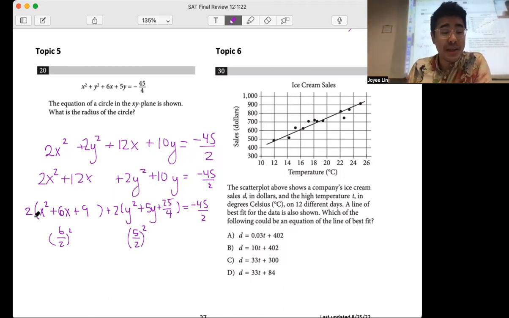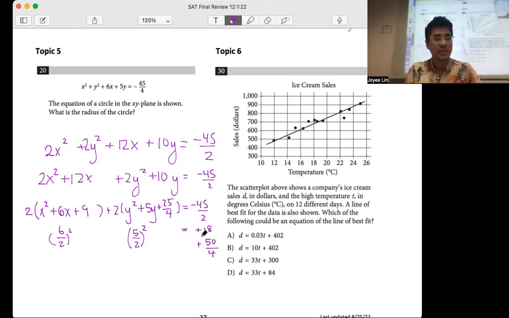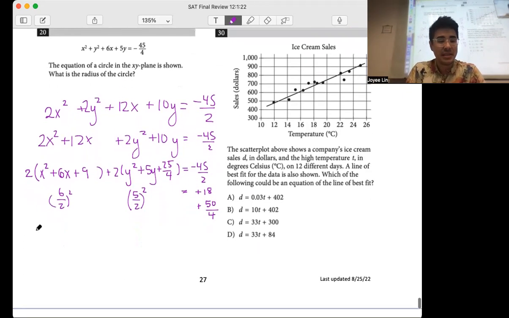Then what do we add to both sides? On the right side, we're gonna add, not 9, we're gonna add 18 on this side. On this one, we're not gonna add 25 over 4, we're gonna add 50 over 4, because it's 2 times 25 over 4, because these are being multiplied by 2. So this one is 2 parentheses x plus 3 squared. That's this number here, this number is the 3. This one is going to be 2 parentheses y plus 5 over 2 squared.